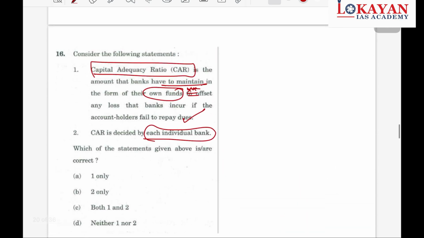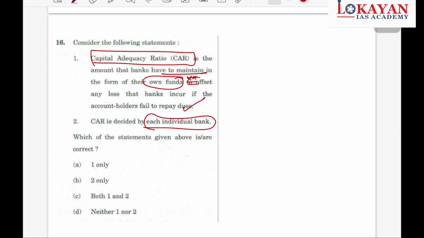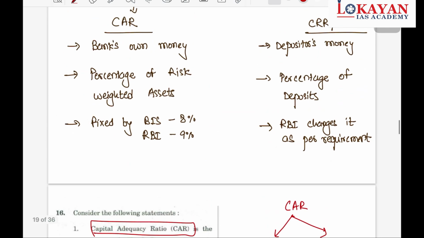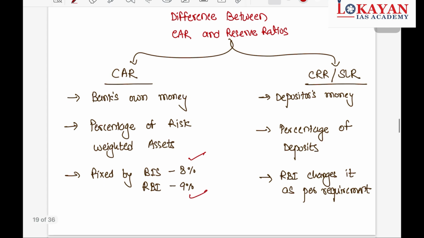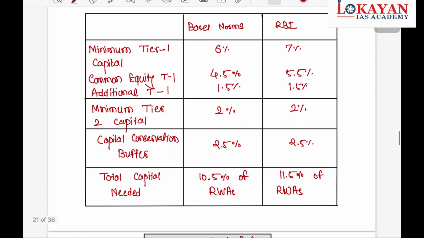So capital adequacy ratio, as we just discussed. Now see, capital adequacy ratio is decided by Basel III norms, by the Bank for International Settlements, BIS, and there are separate regulations by RBI. By BIS it is 8% and by RBI it is 9%. Now let's see the subcomponents. So there are two types.